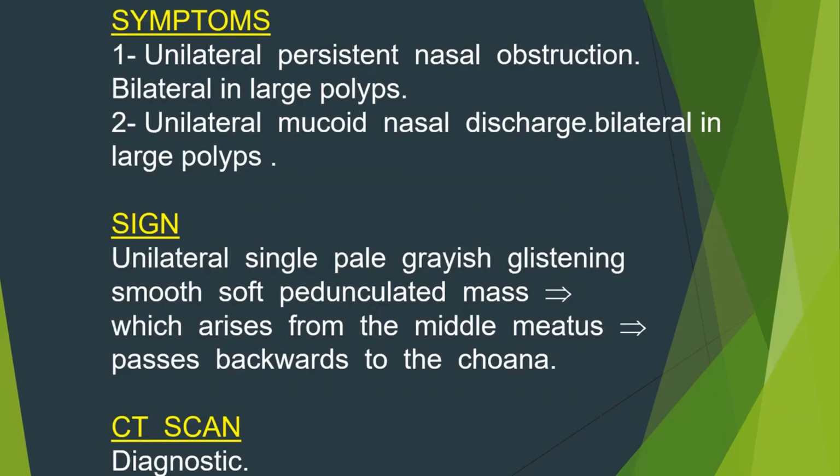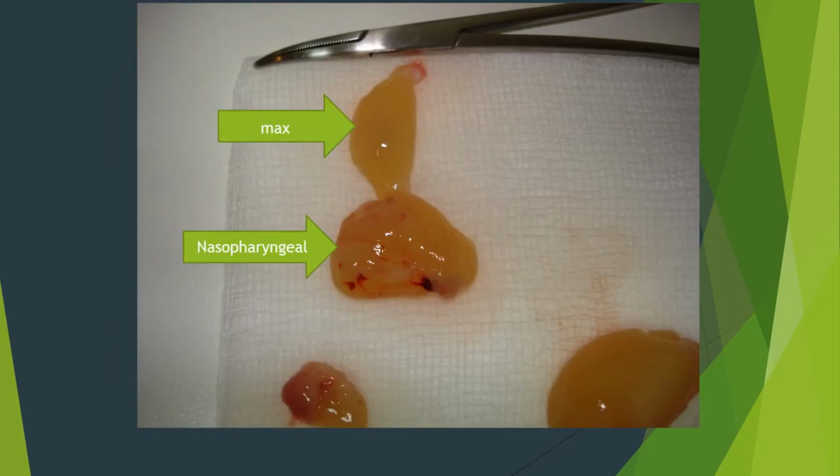So the symptoms will be unilateral persistent nasal obstruction, which will become bilateral with enlarged polyps due to nasopharyngeal obstruction, and unilateral mucoid nasal discharge. By examination, you will see a unilateral single pale grayish glistening, smooth, soft, pedunculated mass, which arises from the middle meatus passing backward to the choana, and CT scan will be diagnostic.